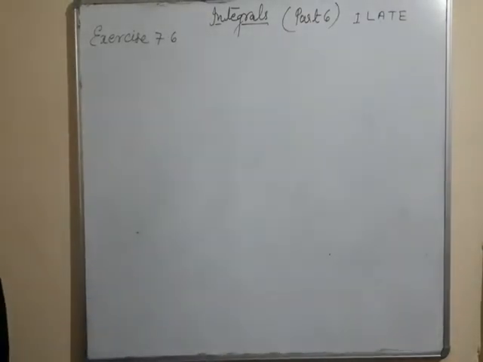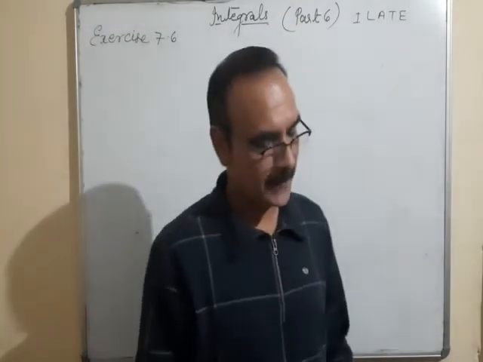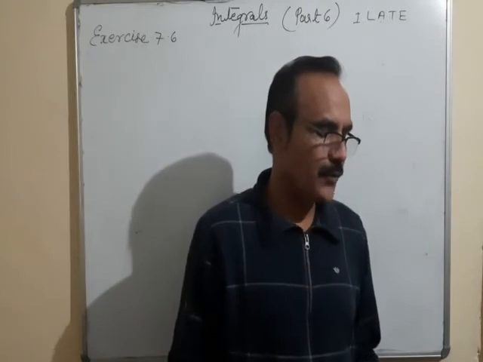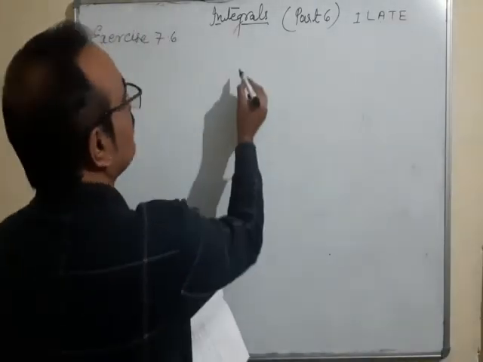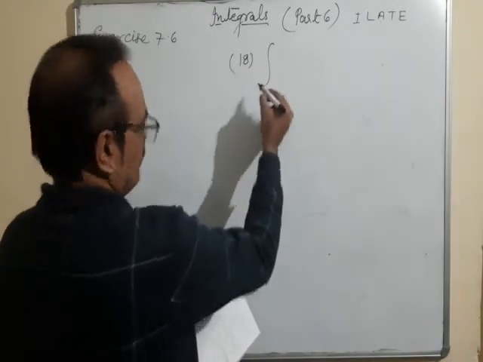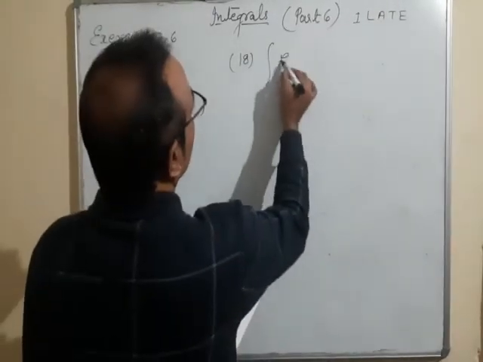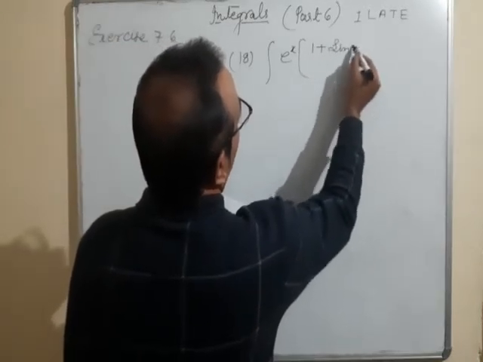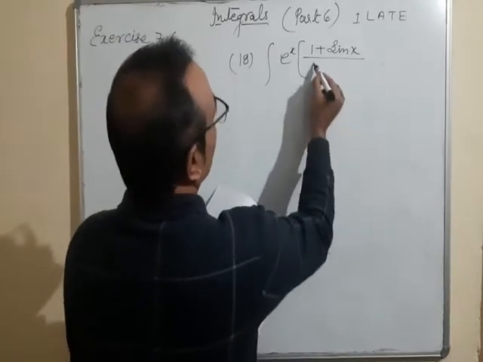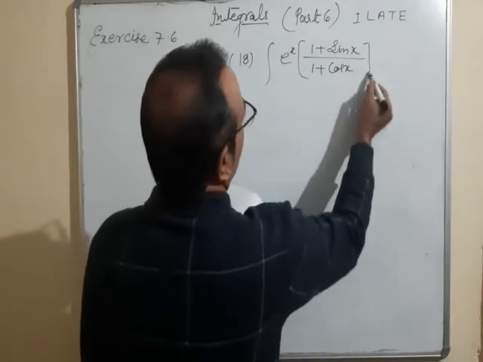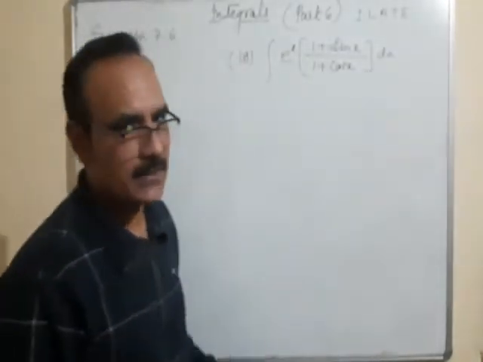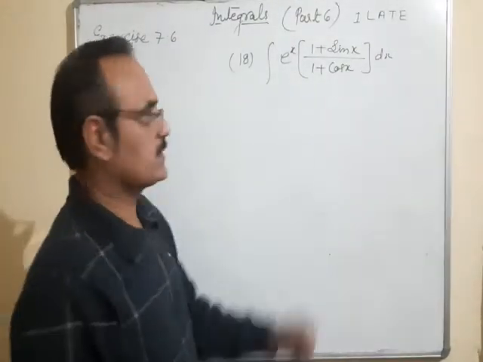Now I am selecting another question of the same type. I want to select it. Yes, this is question number 20, or before 20, let us see the 18th question. The integral of e to the power x, (1 plus sin x) upon (1 plus cos x) dx. Here also e to the power x is in existence. So let us check whether the first term is a differentiation of the second term, yes or no.